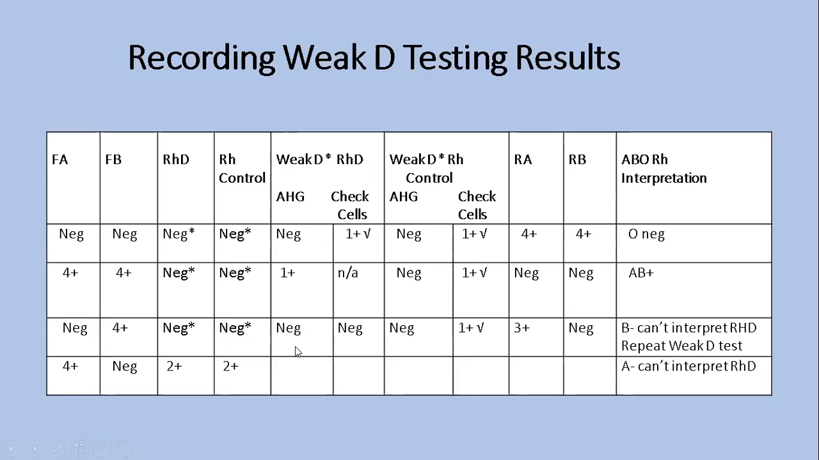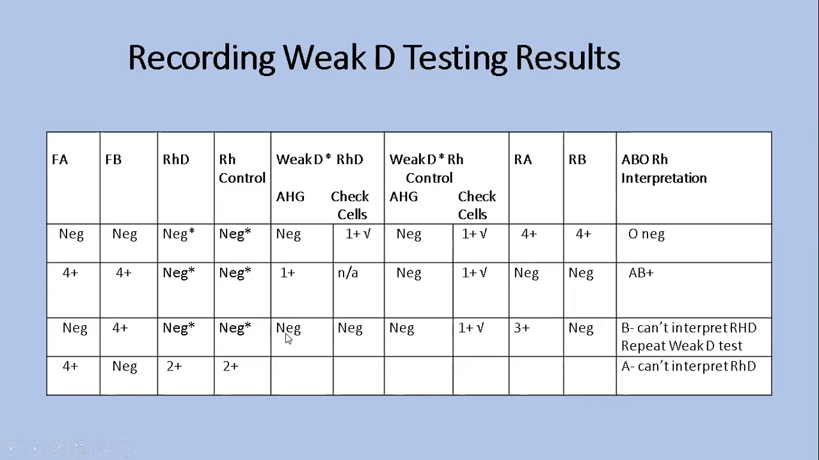So we add a drop of check cells into the same tubes, centrifuge again. We expect to see agglutination like we did here in our first patient, but this time we're seeing negative results with check cells in just the RhD tube. Okay, so the check cells for some reason worked okay in the Rh control tube.